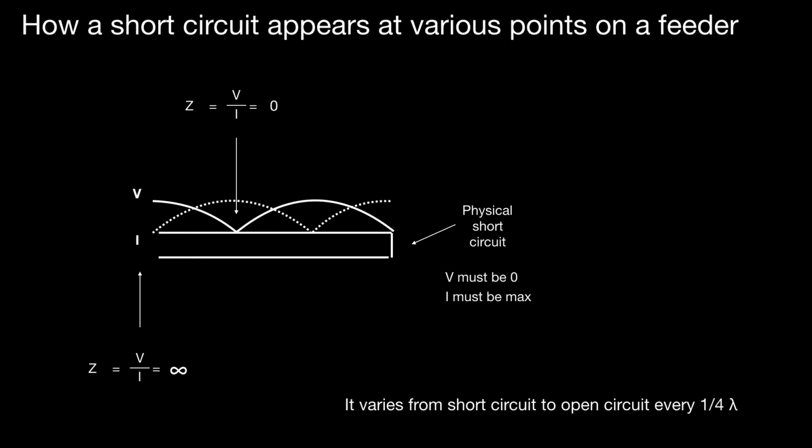So what we can say is that the impedance at various points back from the load changes from short circuit to open circuit every quarter wavelength. So there we're showing a short circuit with Z equals naught, and a little bit further up, a quarter of a wavelength further up, we're showing an open circuit at lambda by 2.